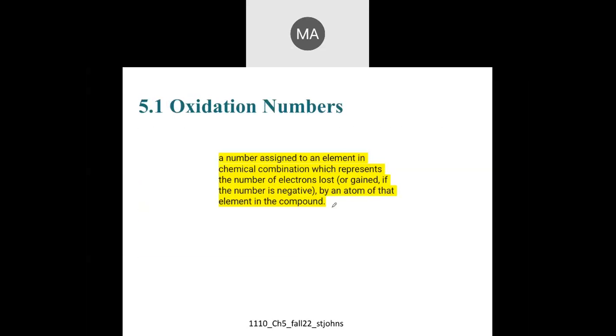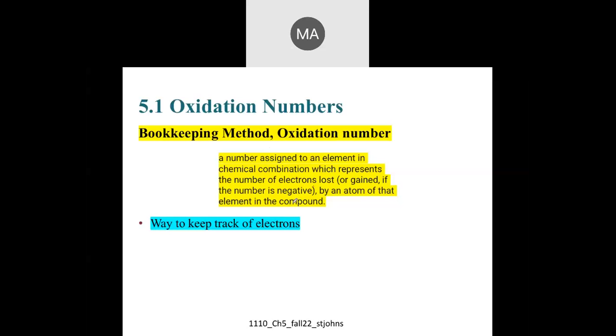Now let's focus on today's lecture part, oxidation number. What is oxidation number? Oxidation number is actually assigned to an element in a chemical combination, which represents the number of electrons lost or gained by an atom of that element in a compound. In easy language, oxidation number is the number of electrons transferring during redox reaction. And this is also a kind of method called the bookkeeping method, where we can keep track of electrons.